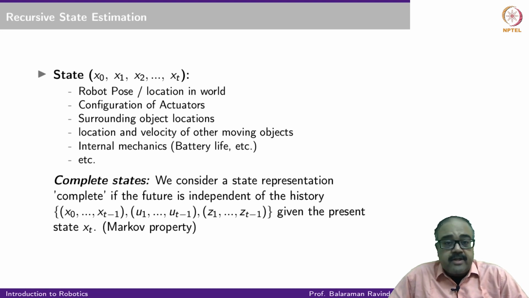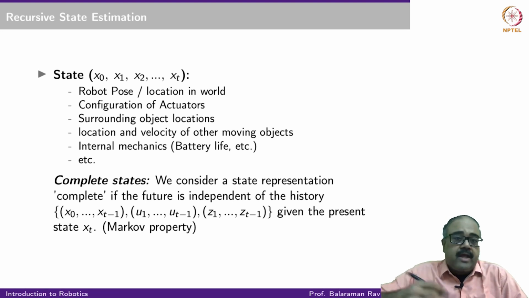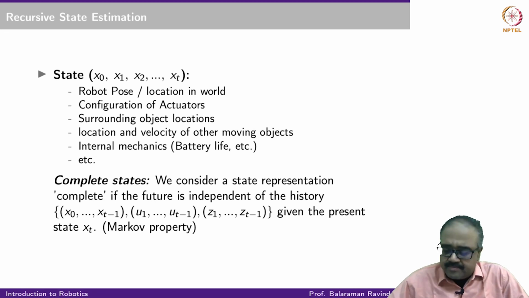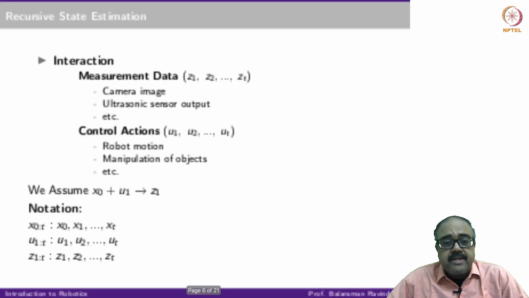And then the configuration of the actuators. So what angles the arms are in, the gripper is in, and whether it is holding an object, and so on and so forth, and locations of surrounding objects, etc. So we said that this could be potentially a very complex state.